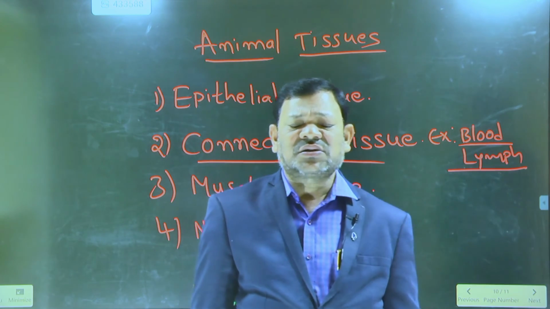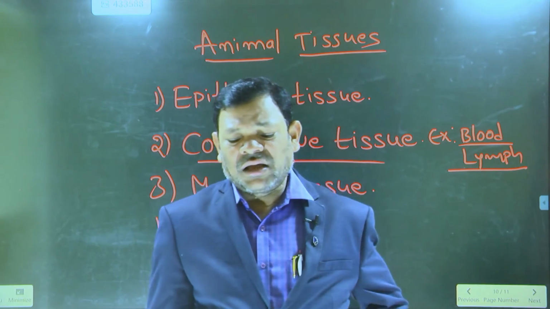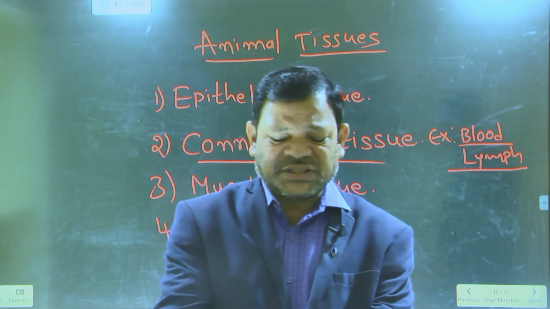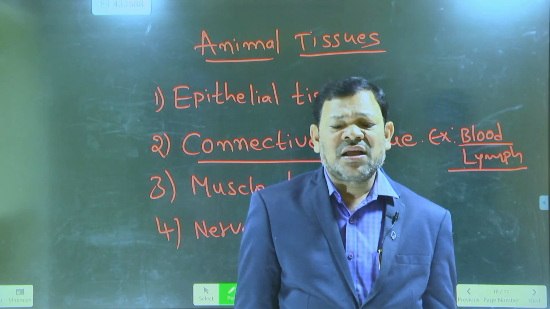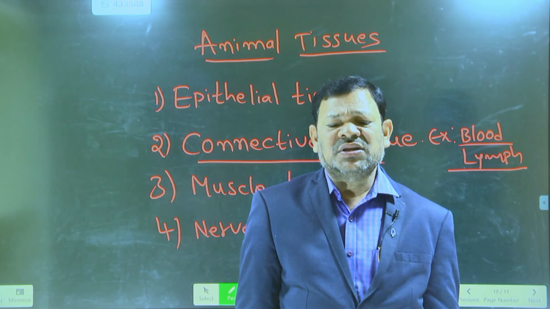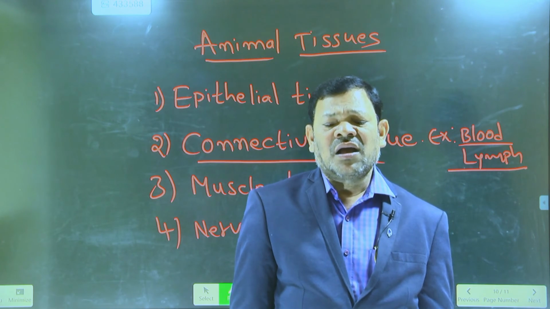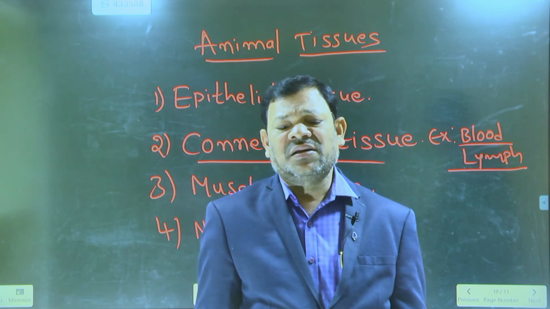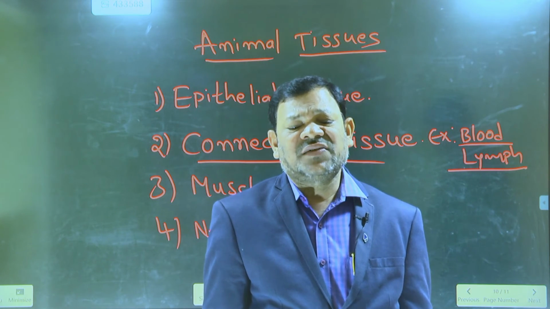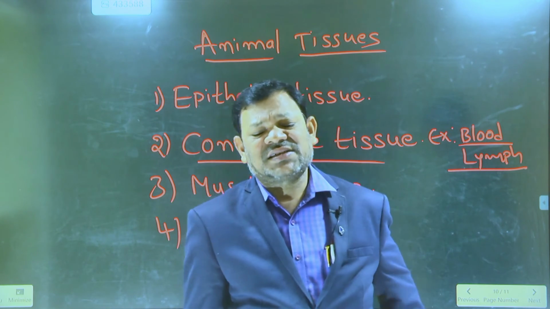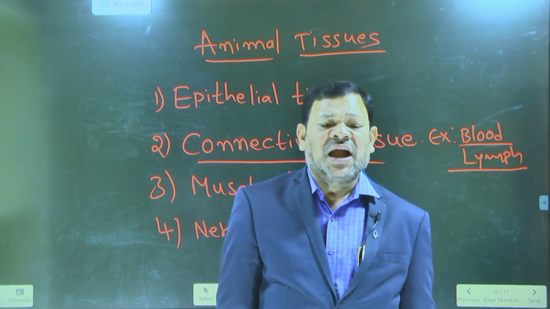In the muscles also, three types of muscles are present. What is the first type? Striated muscle, non-striated muscle and cardiac muscle. We can discuss it in detail in the muscles chapter: how many types of muscles are present, what are the functions of the muscles, and what is the difference between striated and non-striated muscle.